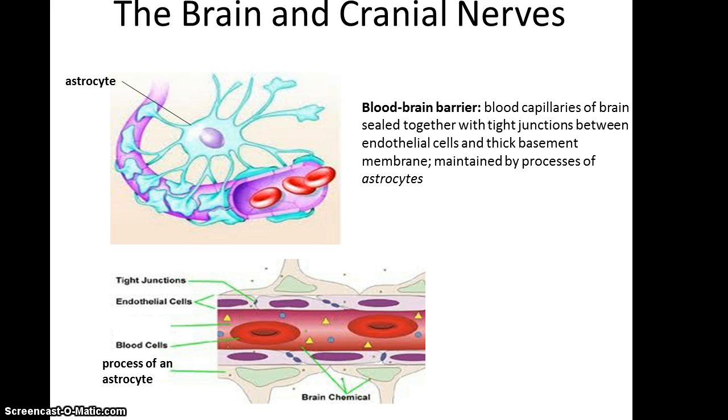And this joining of the astrocyte with the capillary leads to the formation of tight junctions between the endothelial cells and basement membranes of the capillaries, thereby making it more difficult for things to leave the bloodstream at these capillaries. And this blood-brain barrier is continually maintained by the astrocytes to help protect our brain.